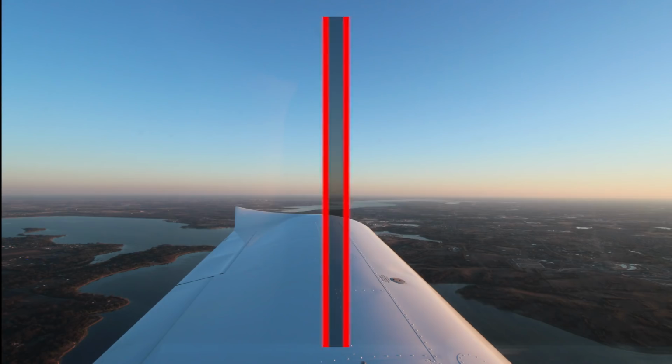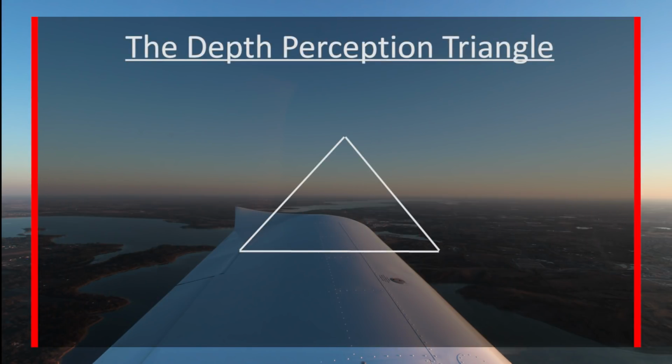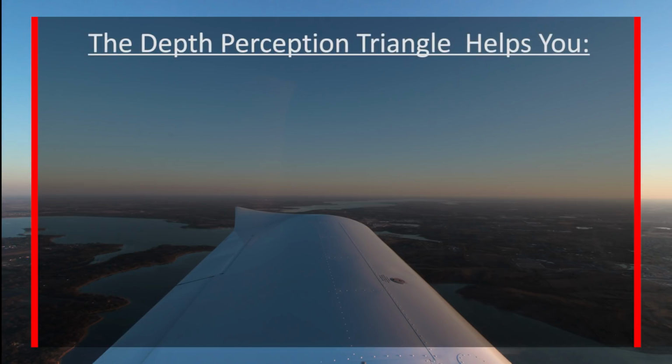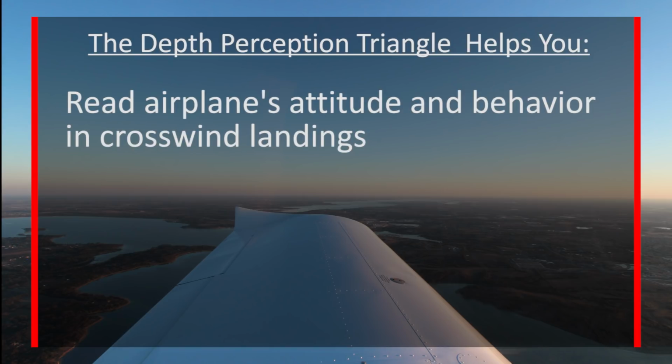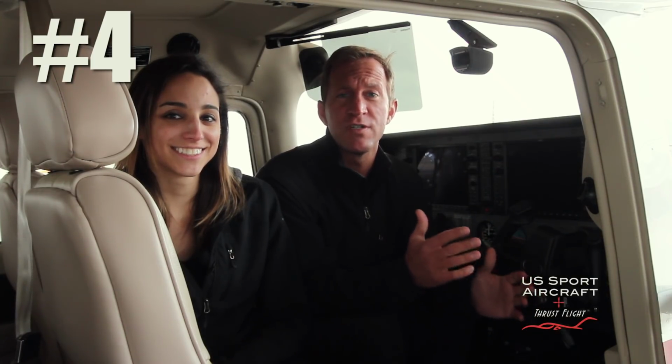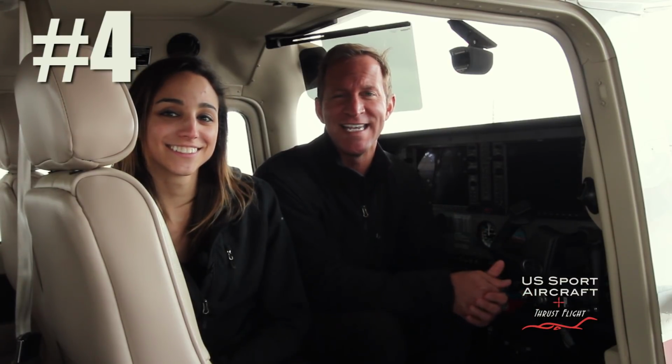The best way to master crosswind landings is to practice what we call the depth perception triangle. Keep looking at 3 things throughout your landing: the end of the runway, the end of your cowling, and out your side window. Doing this allows you to master your airplane's attitude and behavior in crosswind landings, as it responds to both your control inputs and the crosswind. This is something that you consciously have to force yourself to do, but when it becomes second nature, you're going to be a master at crosswind landings.